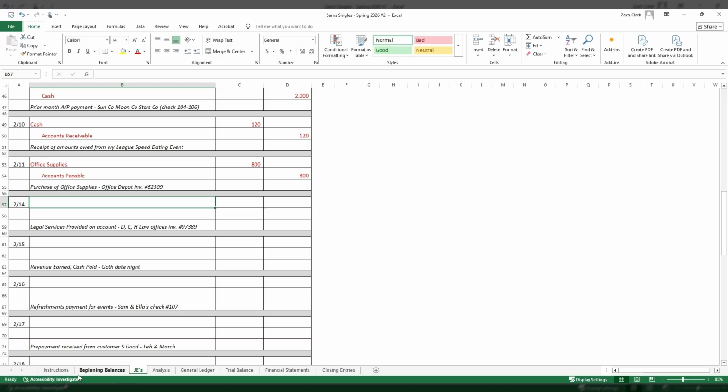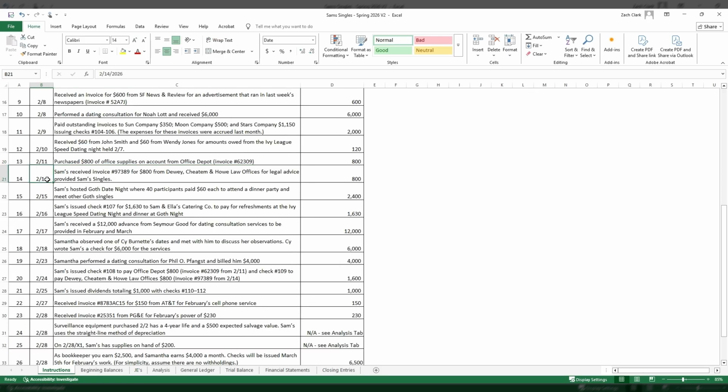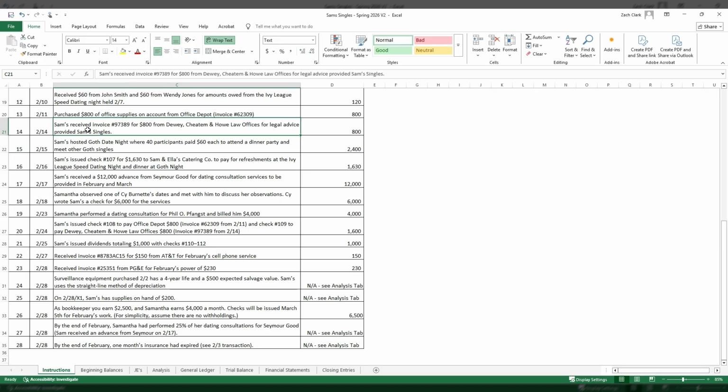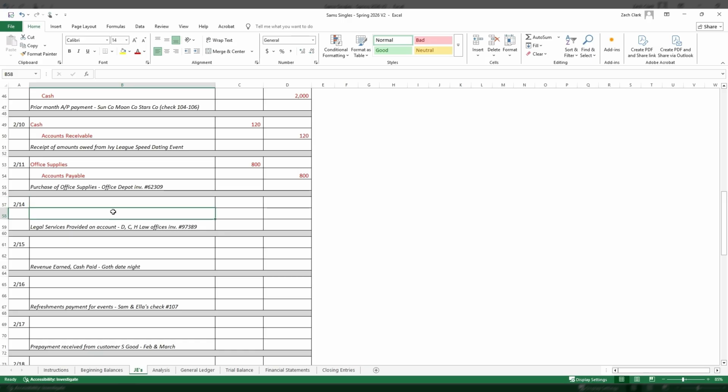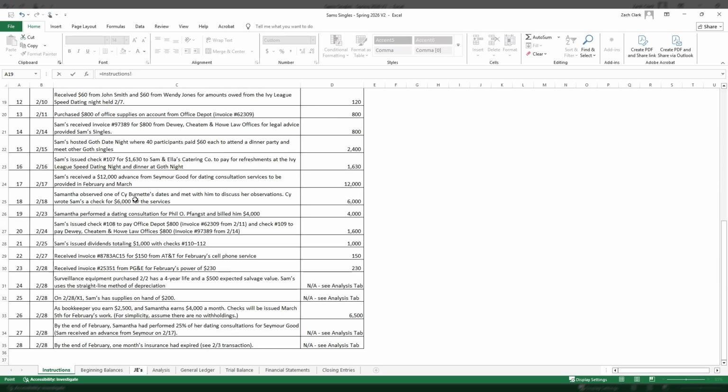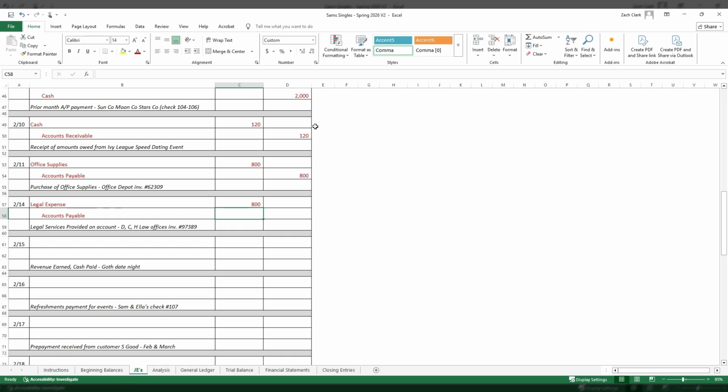Okay, we're on to the 14th here. Transaction 14 on the 14th. We received an invoice from a law office for legal advice that they provided. So we've got a bill in the mail that we need to pay in the future. So hopefully that rings the bell for you that is accounts payable. And then we're going to say legal expense because they provided us the consultation, the services. There's no future benefit. We're not purchasing anything other than a service from a service provider that has already been provided. So that is an expense.